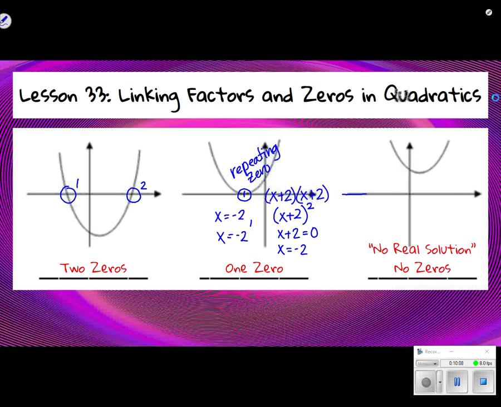Over here on the right, we have no zeros. It does not cross this x-axis at all. No zeros. So we would say no real solution. Now, that implies that there is a fake solution. And it's not really a fake solution. It is something that we call imaginary numbers.